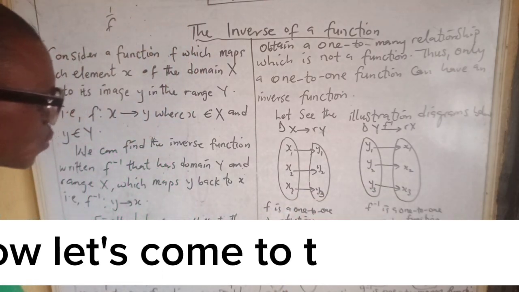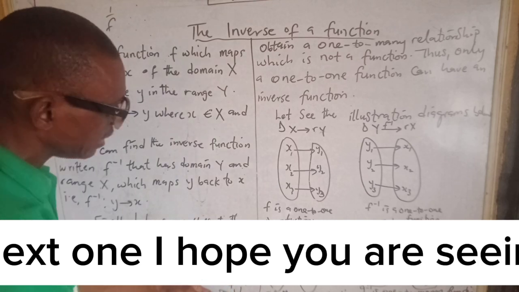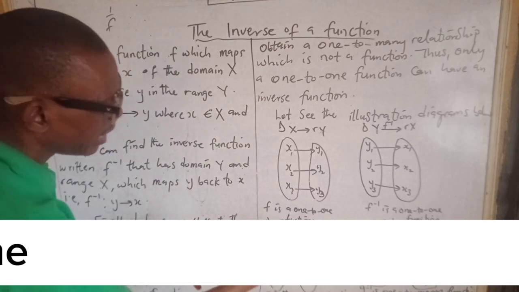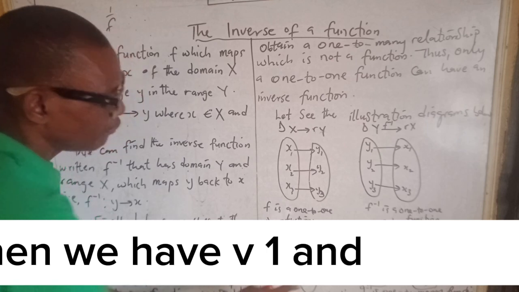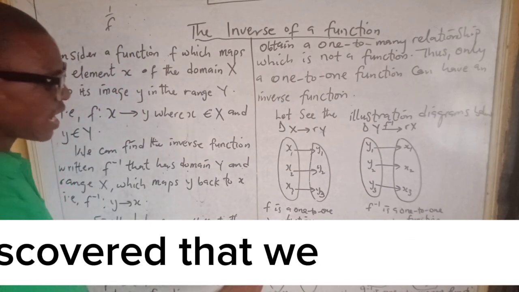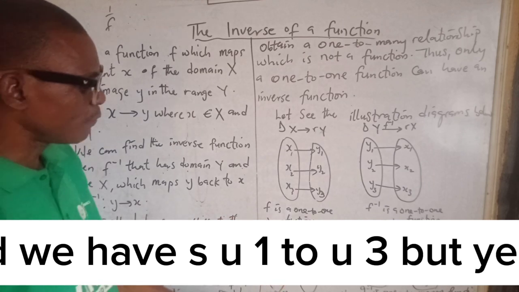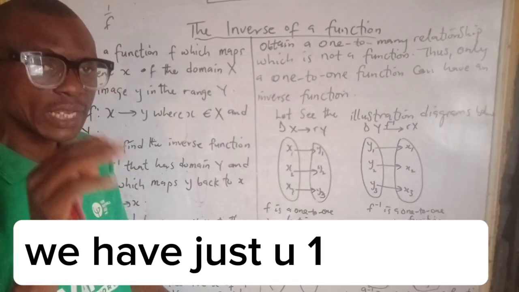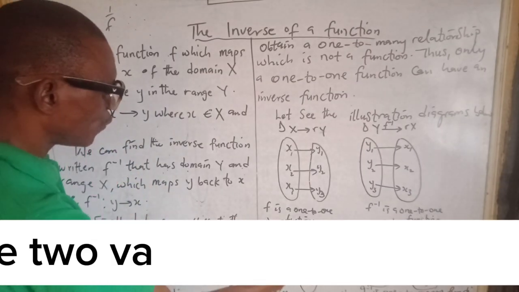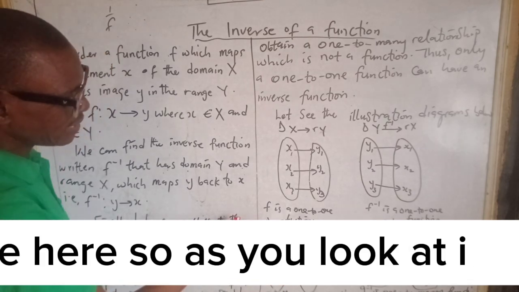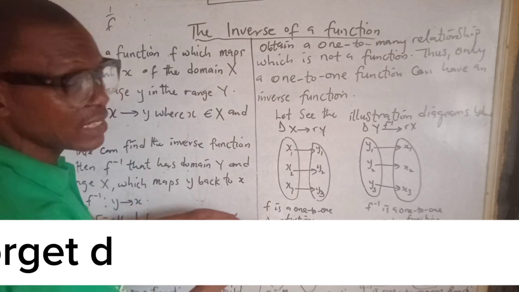Now let's come to the next one. I hope you are still seeing it. So we have this one, U1, U2, and U3, then we have V1 and V2. Here you can discover that in the domain side we have U1 to U3, but here we have just V1 and V2. So we have two values here, or two variables here. We have three here. So as you look at it, here is domain again. Don't forget D represents domain.